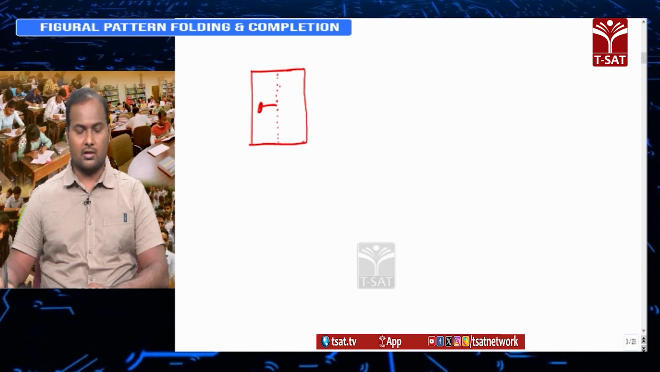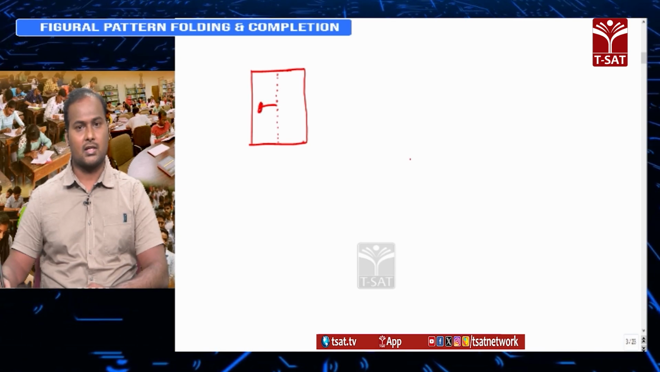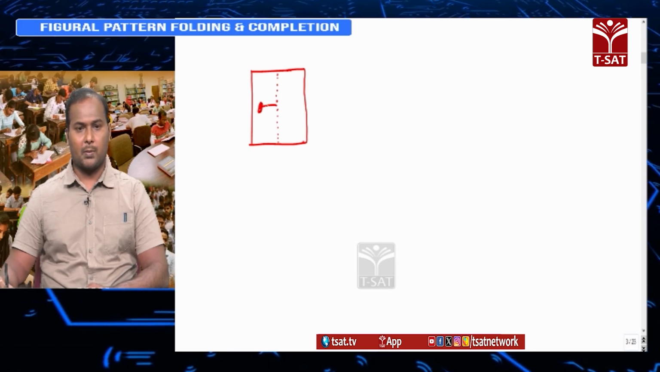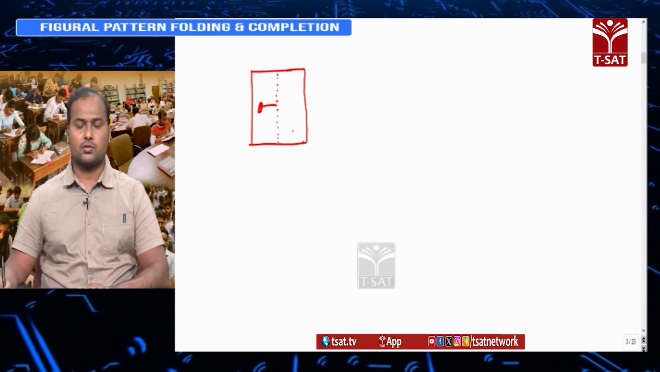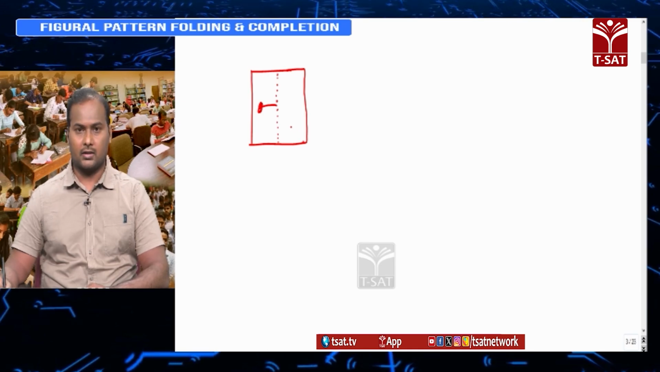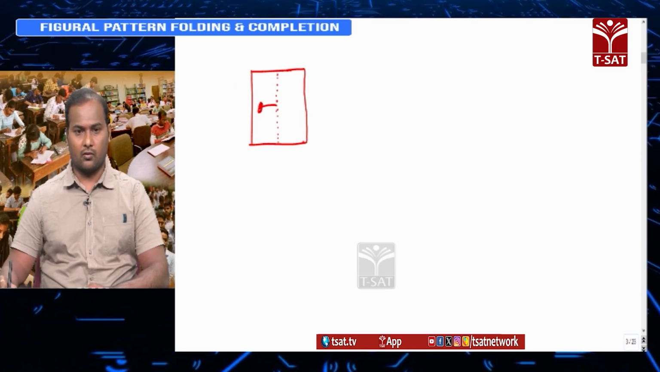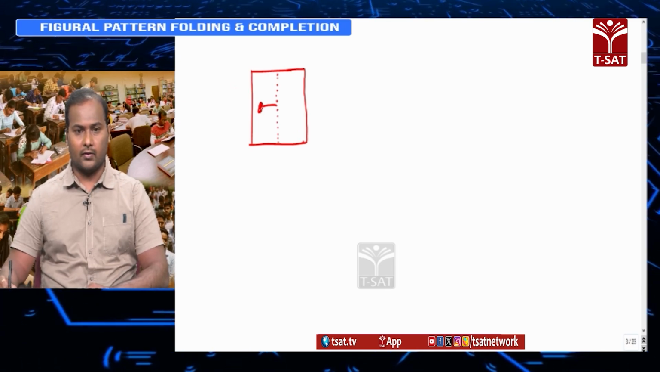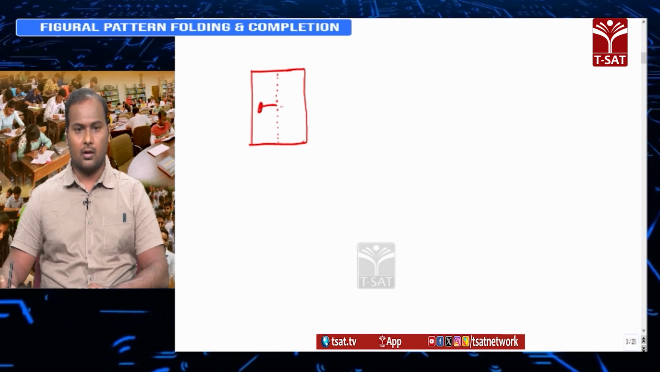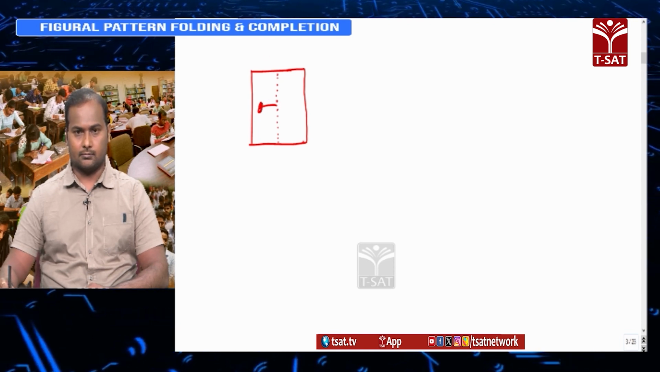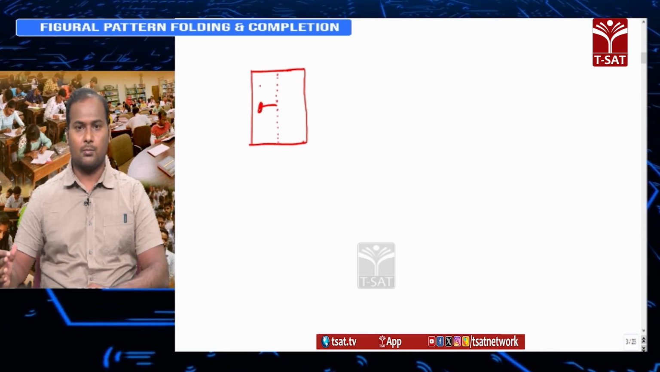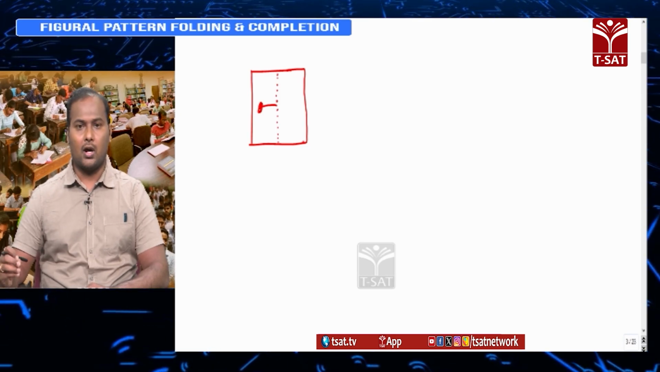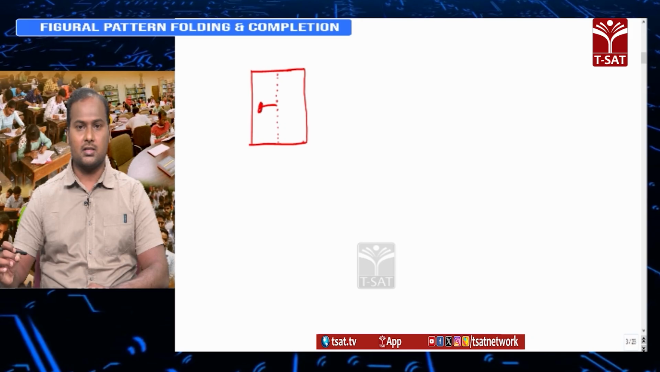So what he will ask in the exam is, he will give some answer figures at the bottom. Once this paper is folded, how does that image appear? So this is what the student is to recognize in the exam. Once this paper is folded, how this figure will be applied on the other side. The student should have observation skills of what happens if a particular line is folded.